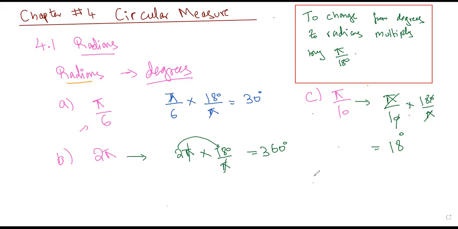Okay, let's talk about some more examples. This is example 4.1. Let's say that your question is: change 5 pi by 9 radians to degrees. So how do we do that? How do we convert our angle from radians to degrees?